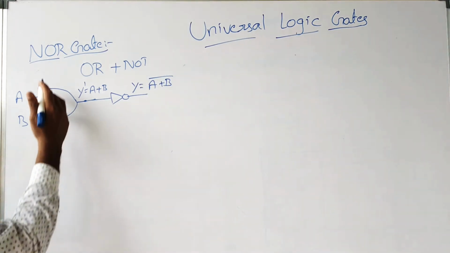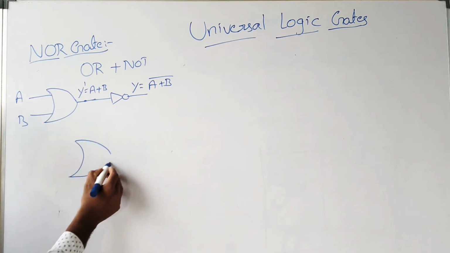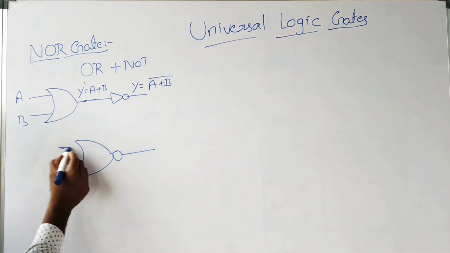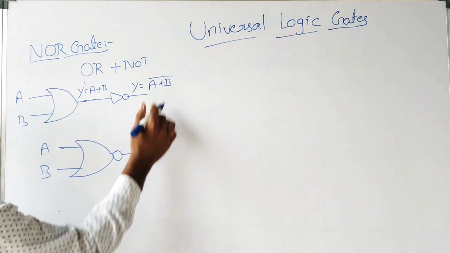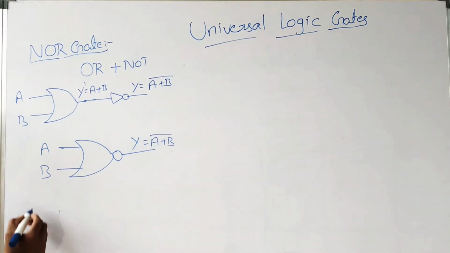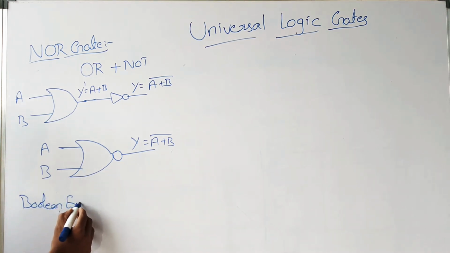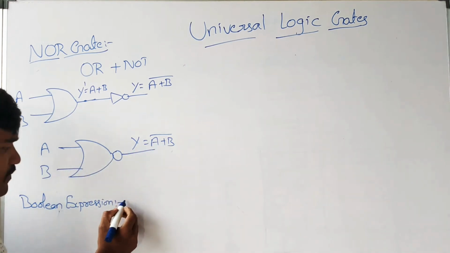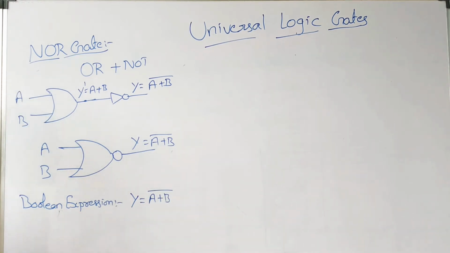Now I am making the symbol of the NOR gate. First of all, the OR gate is present, and then the NOT gate. NOT gate means I am just taking the bubble. A and B are the inputs. Y is equal to A plus B whole bar. Now what is the Boolean expression for this NOR gate? Y equals A plus B whole bar. This is the Boolean expression.